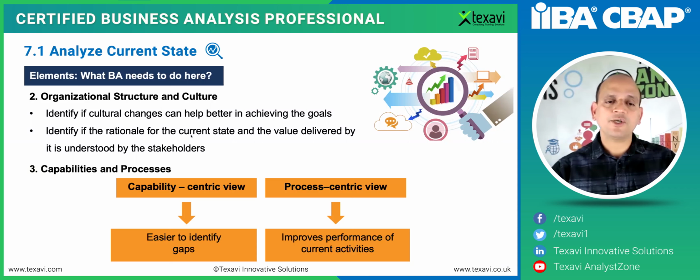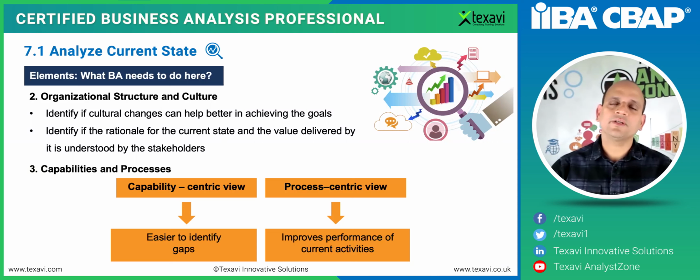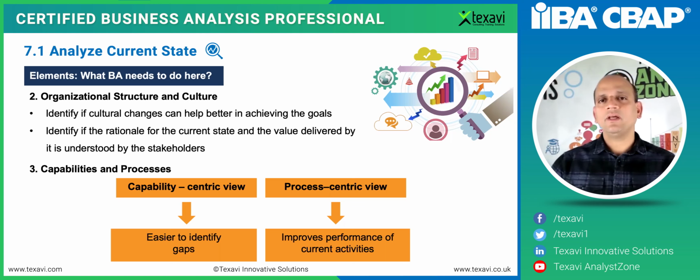And identify the rationale of the current state and the value delivered by it. It is very important that we not only understand ourselves, but also communicate the rationale, the motivation for why things are like this at the moment. So that's where we need proper documentation, to understand how things have come to be the way they are, and what has driven them to make sure we're in the current state. So it is very important to have that sense of communication across the stakeholders.